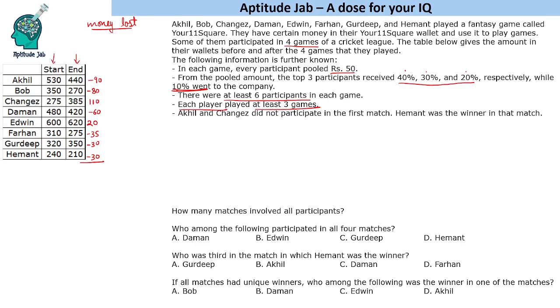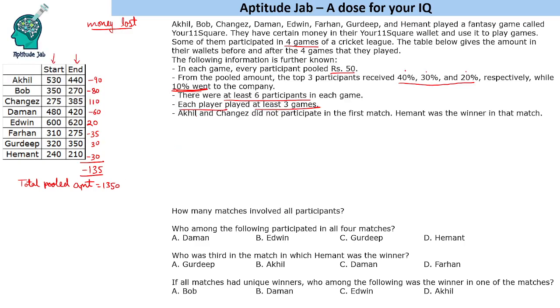So we have minus 170, minus 60, minus 120, minus 100, minus 135. This person gained 30, and this is minus 135. Now, a loss of 135 means that 10% went to the company, 135 went to the company. So the total pooled amount is 1350. So they pooled in a total of 1350 rupees.